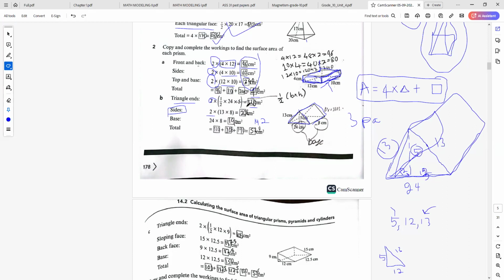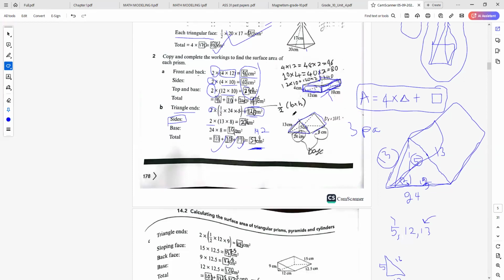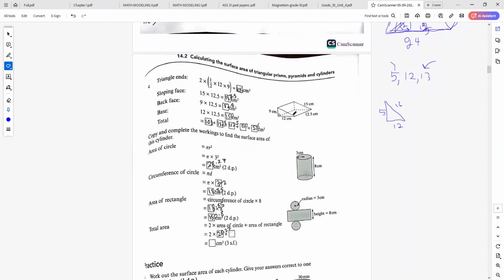120 plus 208 plus 192. So that will give you 520 centimeters square. So this is the idea. Surface area means the total outer area.